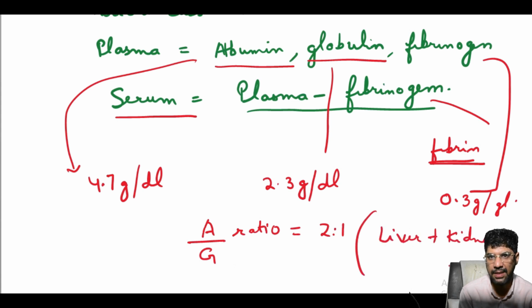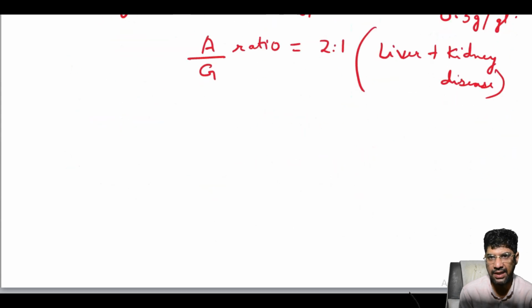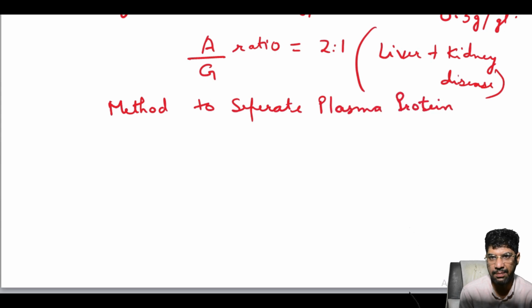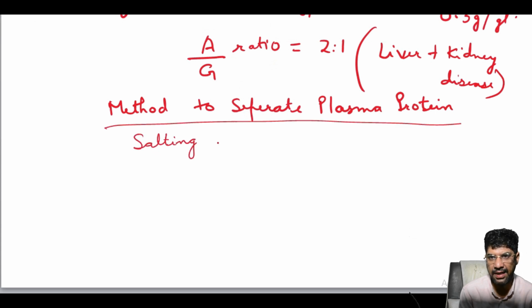Now, what are the various methods of separating plasma proteins? Remember that the first is the salting out method. It differentiates serum globulin into euglobulin and pseudoglobulin using solutions like sodium chloride and magnesium sulfate. Second is the electrophoretic method. It separates protein based on the electric charge.